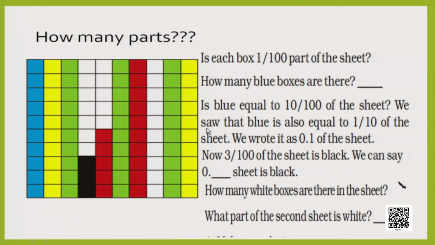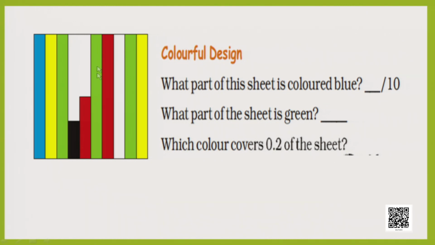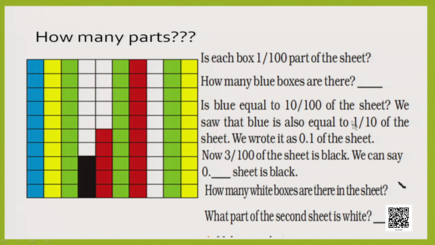We saw in the previous picture, this is the same picture except that there it is divided into 10 vertical strips, and in the next picture it is divided into 100 square boxes. So you can see this is the same box, the same blue color. Now we have already found out that the blue is colored in one part out of 10 parts. So 1 part out of 10 parts of the sheet can be written as 0.1 of the sheet, and also 10 by 100 is the same?